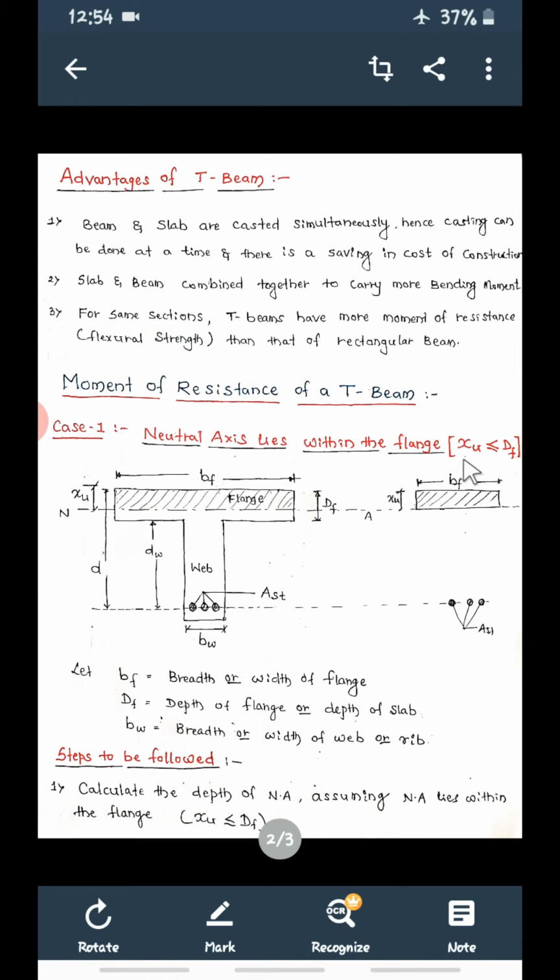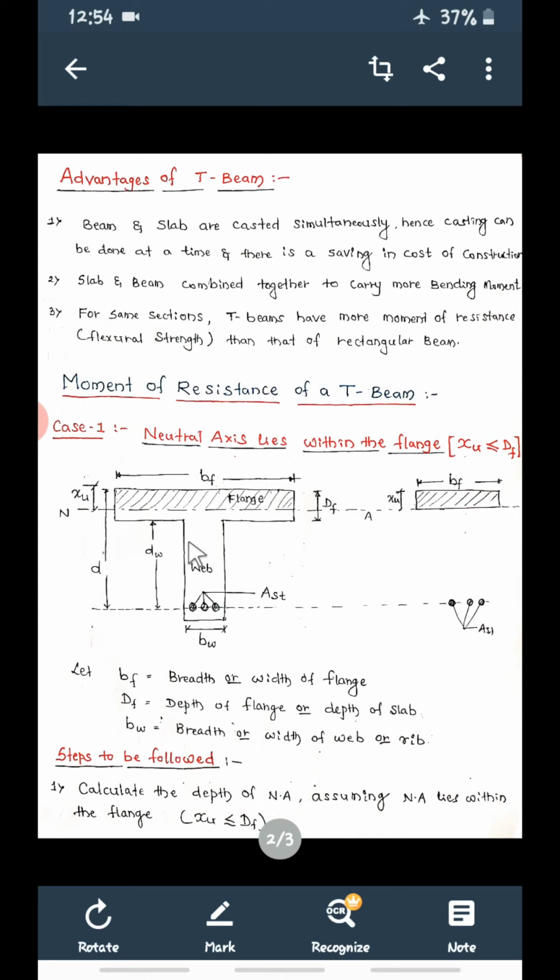Now there will be two zones. Whatever you are seeing with these dotted lines, this hatched portion is the compression zone. So above the neutral axis, this is the compression zone.